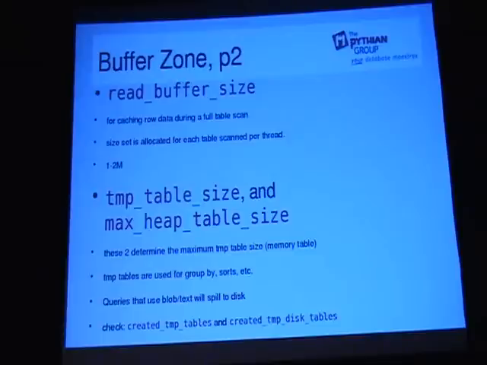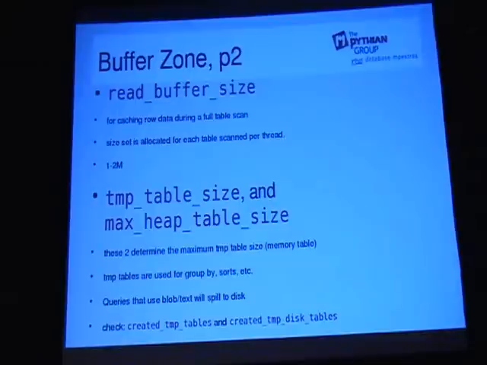Temp table size, on the other hand, and max heap table size, these two are related. These two are helpful again for when you do group by sorts. We had the buffers earlier, but these also decide, in conjunction with the buffer size, when a sort or a group by will actually spill over to disk. Even if you have a big sort buffer and you can't create a temp table of the size that's required, it will spill to disk. Same thing with the heap table size.